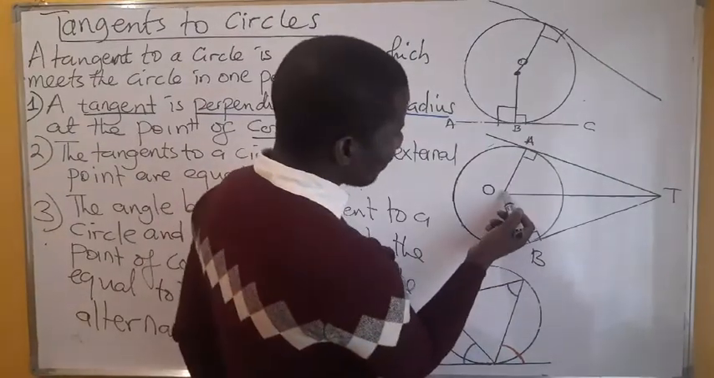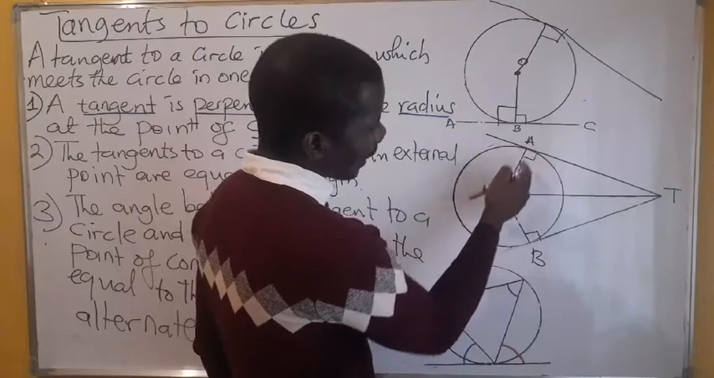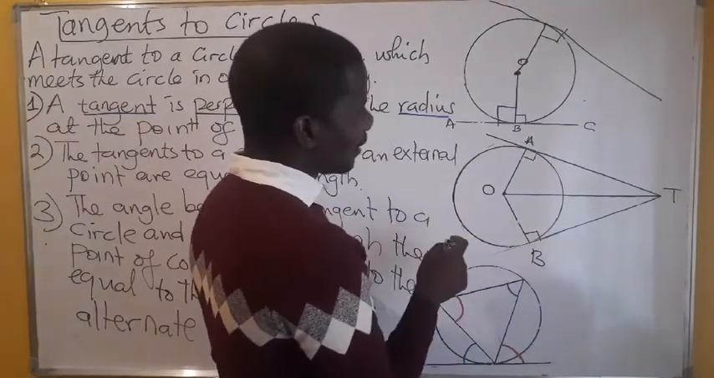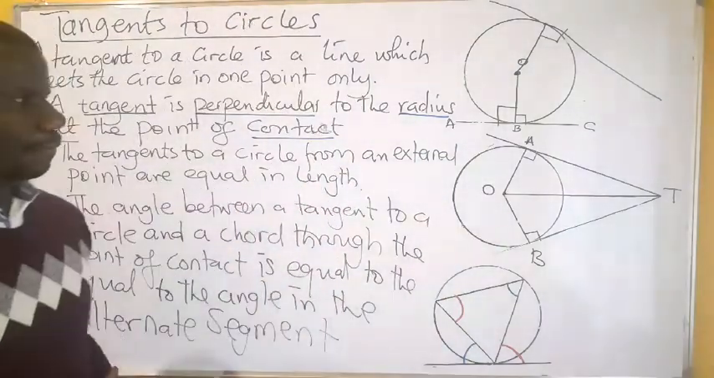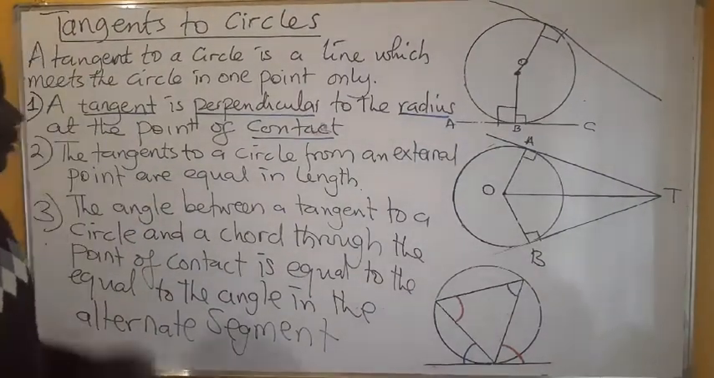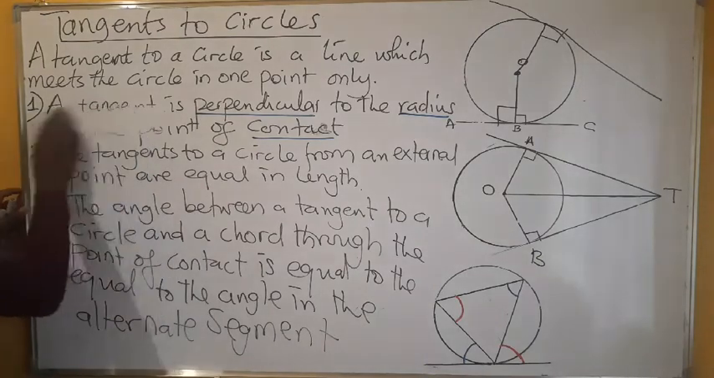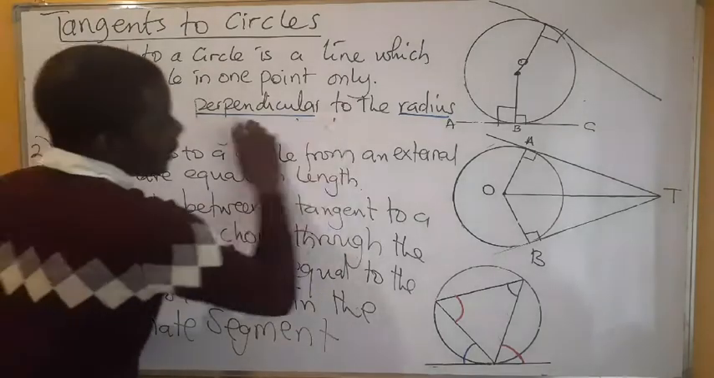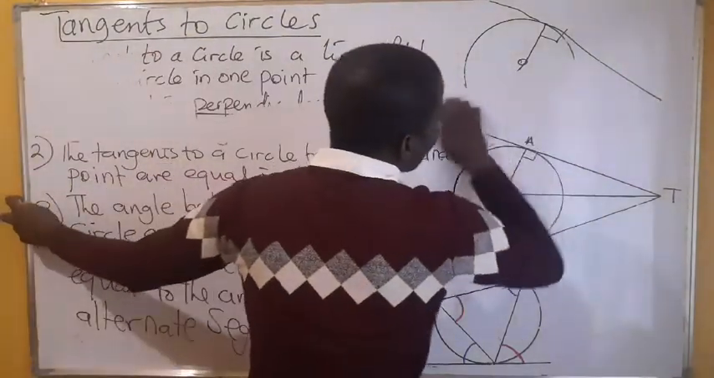That is why you have seen even here, there's a tangent, then there's a radius. At the point of contact, they form 90 degrees. Even this side, at the point of contact, they form 90 degrees. We are borrowing from the first theorem that we mentioned. I hope you've gotten the concept there, so we can proceed to the second point.